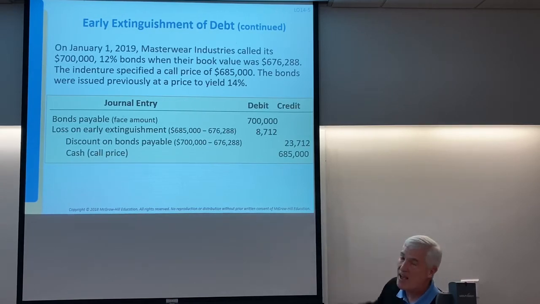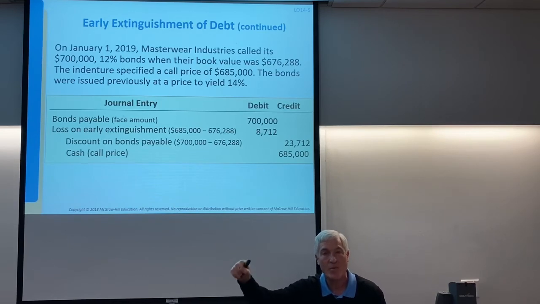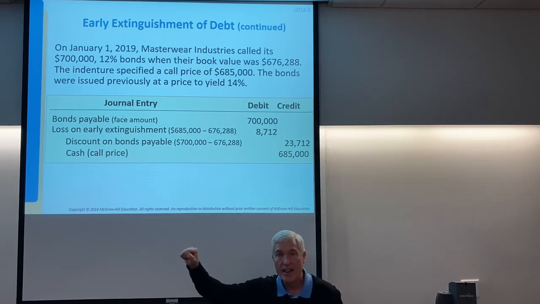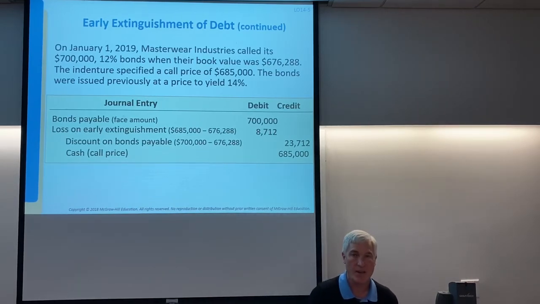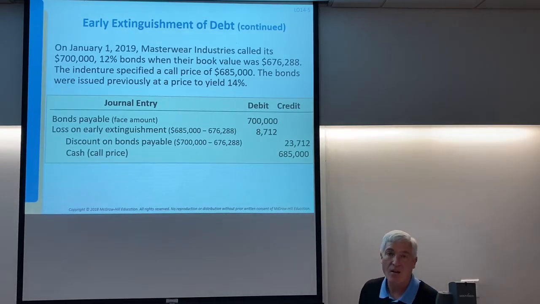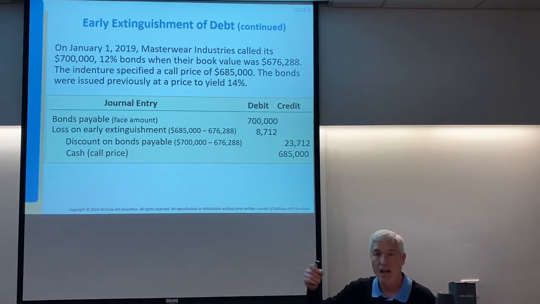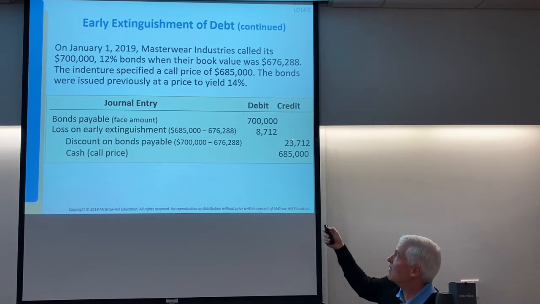It had $23,000, $712 in the debit balance, so I'm going to credit that. I'm going to get rid of it. If I had a premium there, that's a credit balance, I would debit the premium account. So in other words, I'm going to take the bonds payable account down to zero. I'm going to take the bond premium account down to zero with whatever journal entry I need.